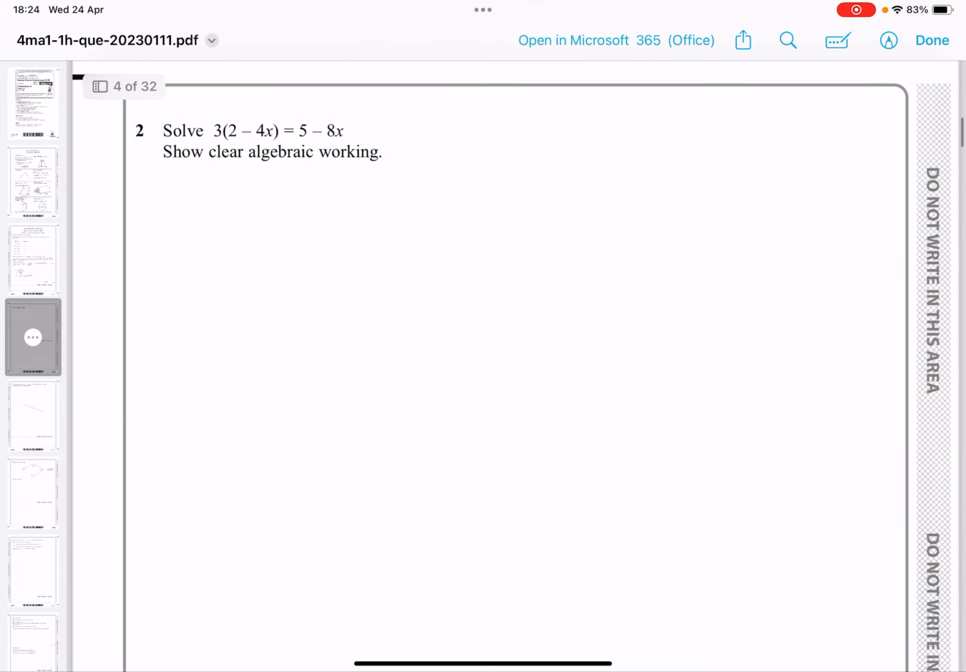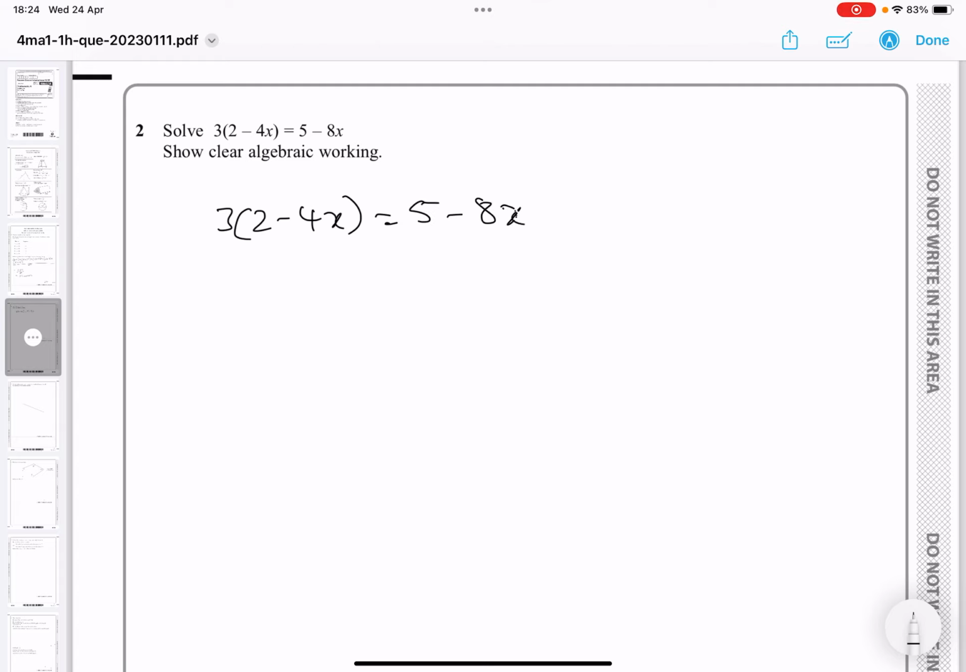Next question. Solve 3(2 − 4x) = 5 − 8x. So for these types of questions, what we need to do is expand the brackets first, okay? If there's brackets, you begin by expanding it. Okay, so 3 multiplied by 2 is 6, minus 4 times 3x is minus 12x, equals 5 minus 8x.